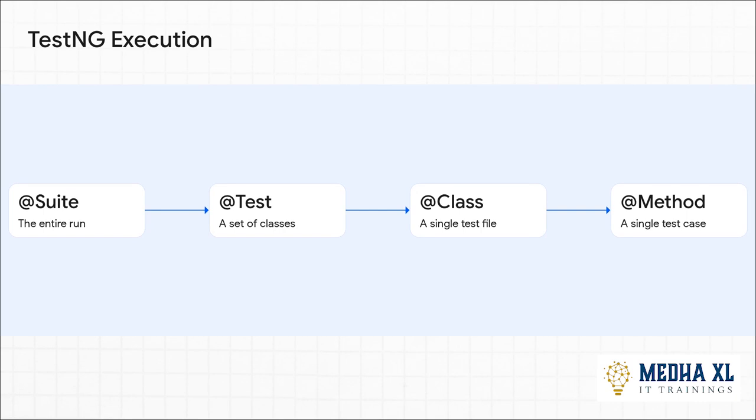It's a hierarchy. It all starts at the very top with the suite, which is basically the entire test run. Then it drills down into a test, that's a logical group of classes you define in a config file. From there, it goes into each specific class, and finally, it gets to the individual test methods inside that class. Understanding this top-down flow is everything, because it's what gives you such fine-grained control.